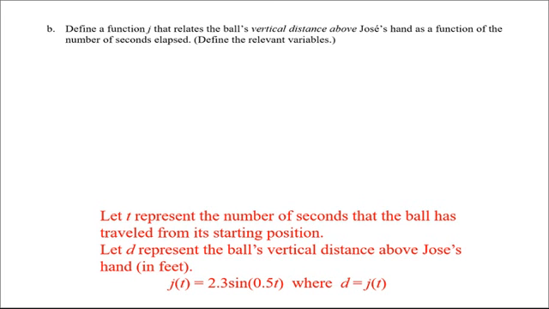Okay, and so now since we're still relating vertical distance, we'll use the sine, and since we know our argument has to be t over 2.